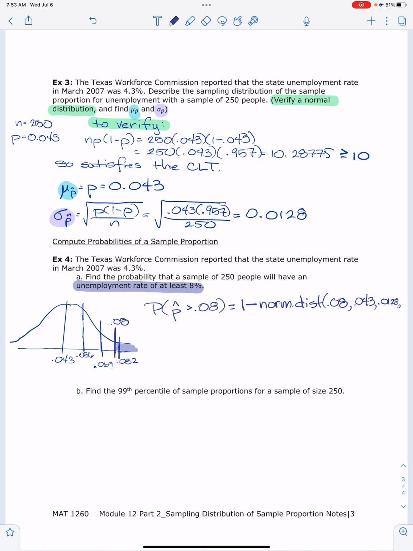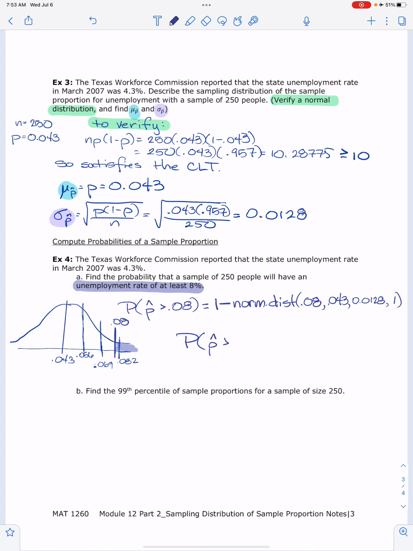Clean this up a little. I've got the probability that my sample proportion is greater than 8% of 0.0019. So 0.19%.